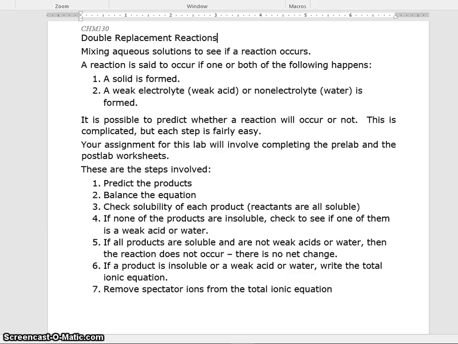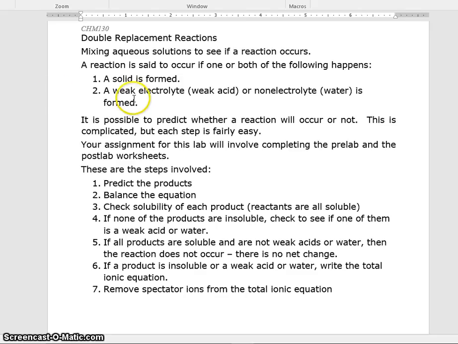If none of the products are insoluble, then you're going to check to see if one of them is a weak acid or water. If all the products are soluble and none of them are weak acids or water, then the reaction does not occur. There is no net change. You can write NR for no reaction. If one of the products is insoluble, or if one of them is a weak acid or water, then you need to write the total ionic equation and remove the spectator ions to form the net ionic equation.